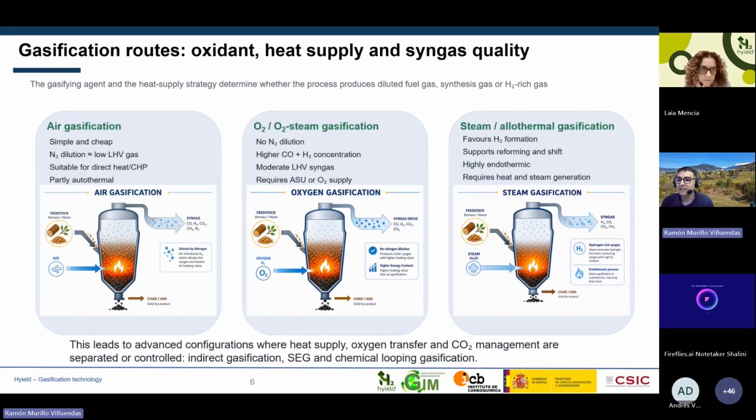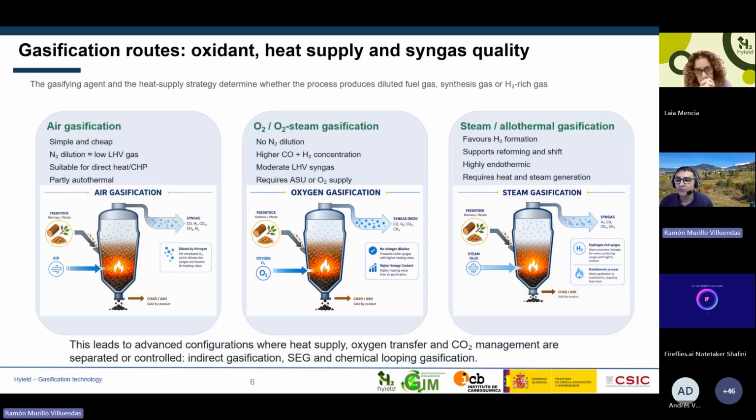This slide introduces the main gasification routes from the point of view of oxidant supply, heat supply, and product gas quality. The simplest option is air gasification. Air is, of course, really very cheap and readily available, and part of the fuel is oxidized inside the reactor, making the process partially or fully autothermal. However, the main drawback is nitrogen dilution, since air contains a large amount of nitrogen. In this way, the resulting product gas has a relatively low heating value and is mainly suitable for direct heat or combined heat and power applications.